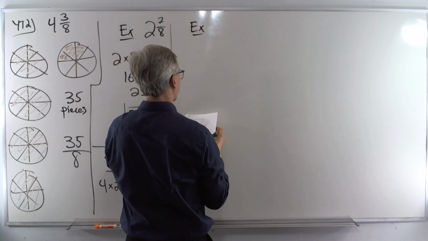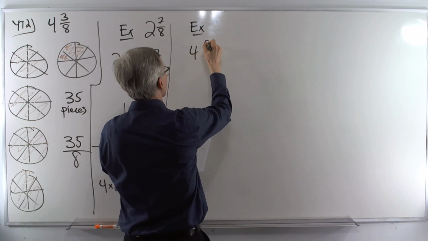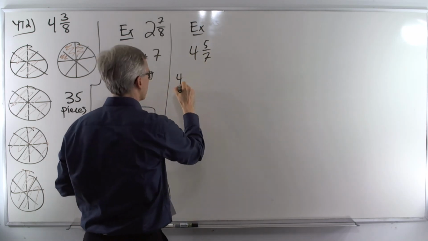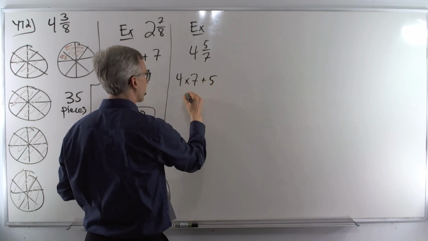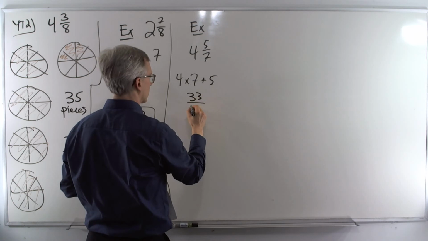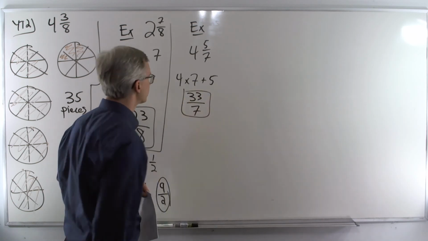All right, 4 5/7. So we got 4 times 7, plus the numerator, 5. So we got 28 plus 5, 33. 33/7.